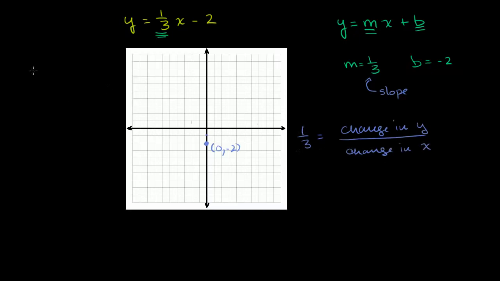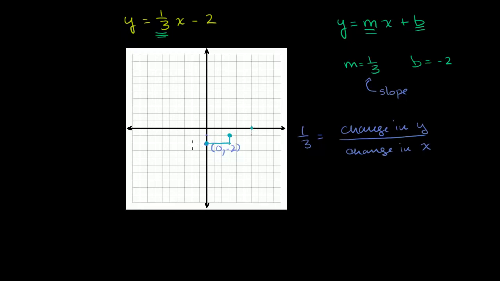So let me graph that. We know that this point is on the graph. That's the y-intercept. The slope tells us that if x changes by 3, so let me go 3 to the right, 1, 2, 3, then y will change by 1. So this must also be a point on the graph. And we could keep doing that. If x changes by 3, y changes by 1.